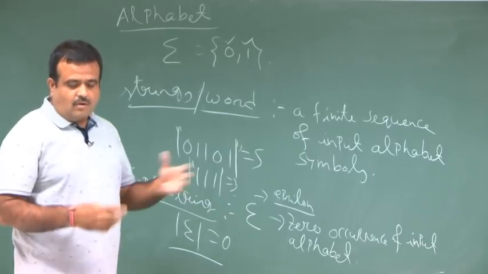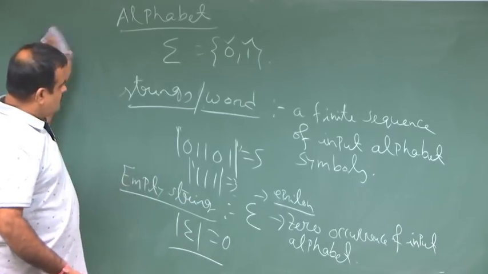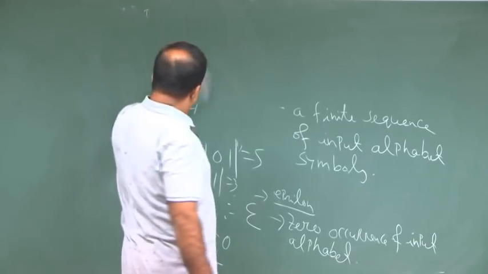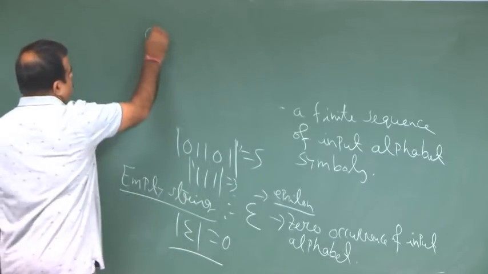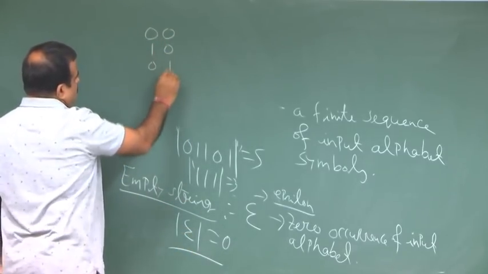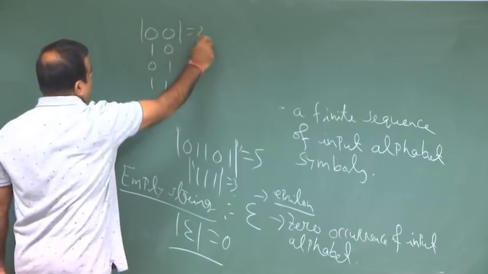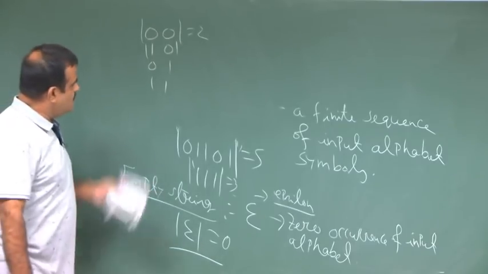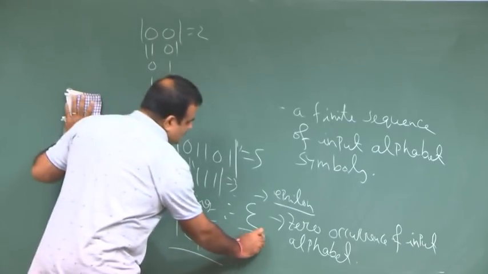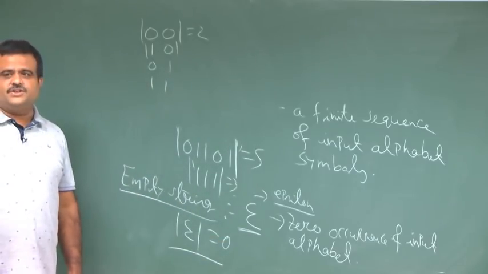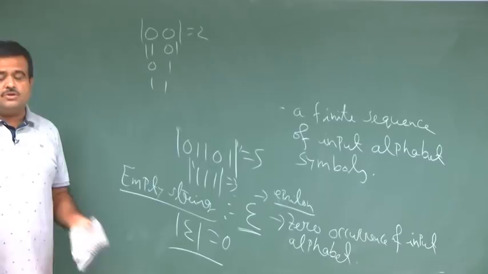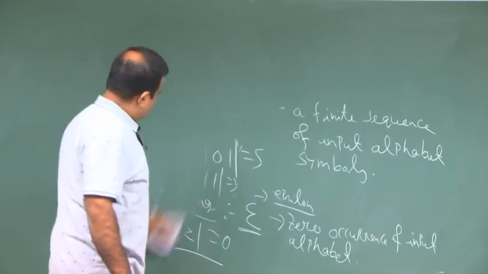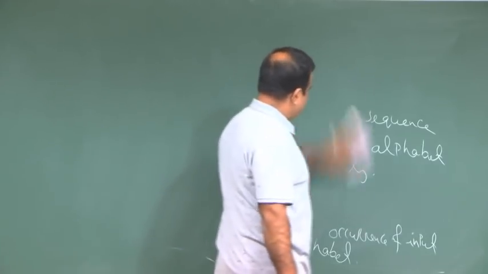Now, we talk about the concatenation of two strings. This is a string of length 5, and we can have a string of length 2. How many are there with length 2? These are 0 0, 1 0, 0 1, 1 1. These are all the strings of length 2 with the alphabet 0, 1. Strings of length 3 we can define similarly. But this epsilon is the string of length 0, that means zero occurrence. Okay, so this we need. So, we define the concatenation of two strings.